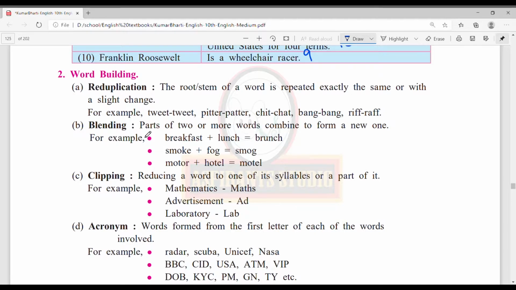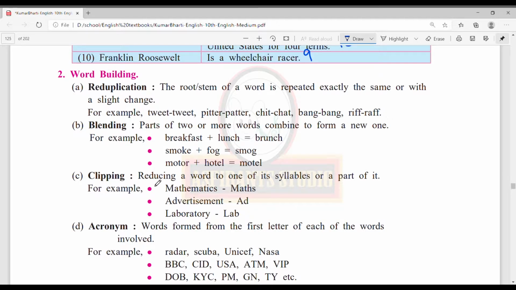Blending. Parts of 2 or more words combine to form a new one. For example, breakfast plus lunch is equal to brunch. Smoke plus fog is equal to smog. Motor plus hotel is equal to motel.